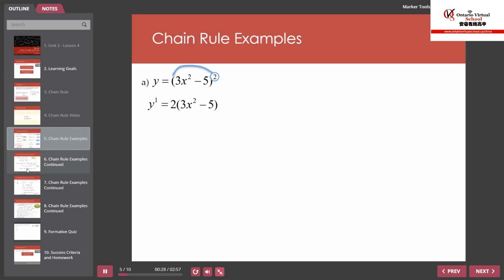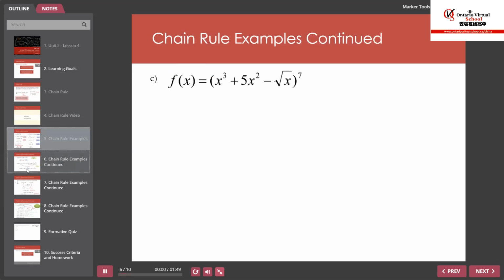We're not finished though. Now we've taken the derivative of the outside part of the bracket. We need to multiply this by the derivative of the inside part. What is the derivative of 3x squared minus 5? Well, it's going to be 6x. And so here's another example.